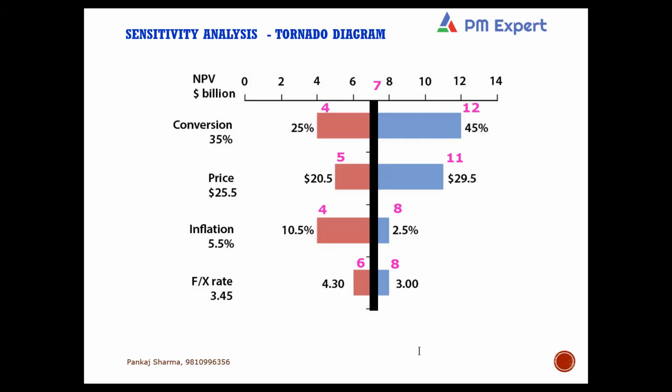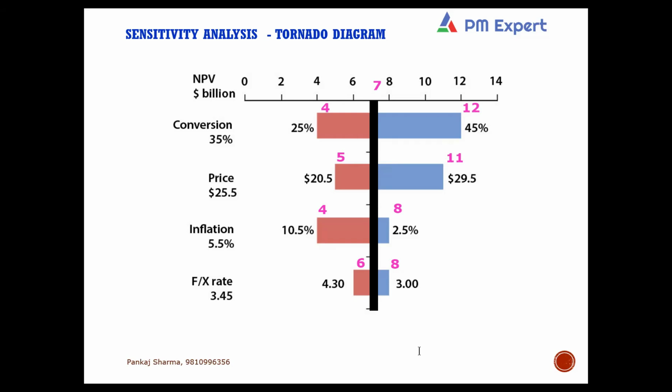So guys, can I say I am most vulnerable to conversion, followed by price, inflation, and foreign exchange rate? Yes. This helped me to prioritize which risk I am more vulnerable to. And this kind of diagram is called a tornado diagram. Does it look like a tornado? That's why it is called a tornado diagram, and this technique is called sensitivity analysis.